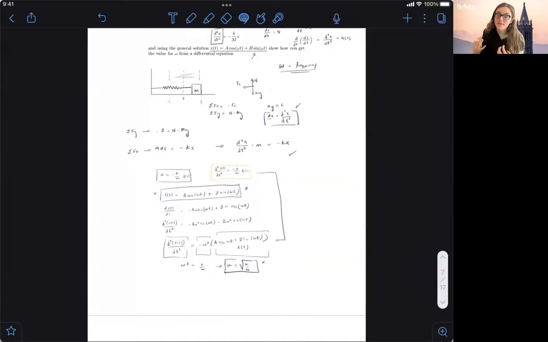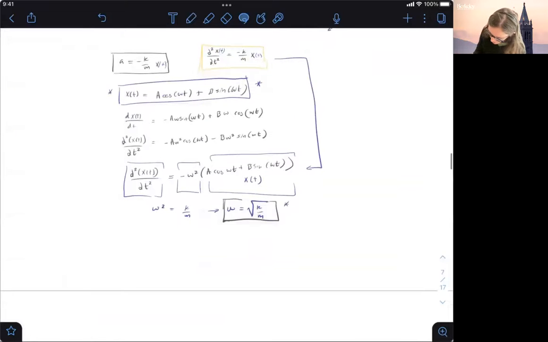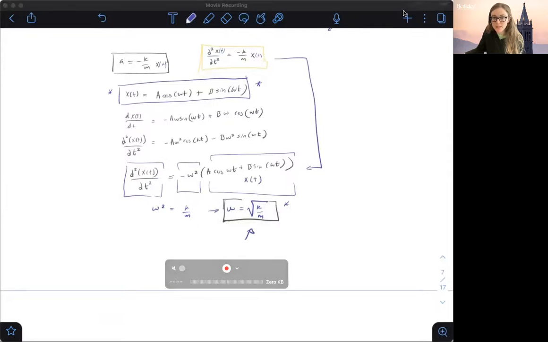Because most of the time for a lot of these systems, it's just the standard value for simple harmonic motion. This will get you really far. Okay. All right, let's move on to the next problem.